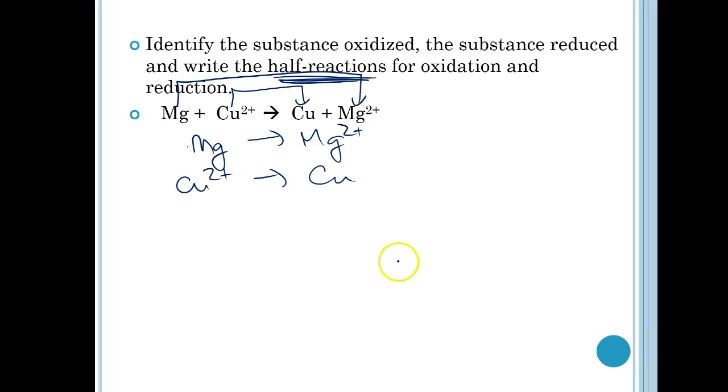And then you have to identify which one's been reduced or oxidized. So if I'm looking at Mg, I see an element in its standard state. It went from 0 to +2. Its oxidation number increased, therefore it was oxidized.